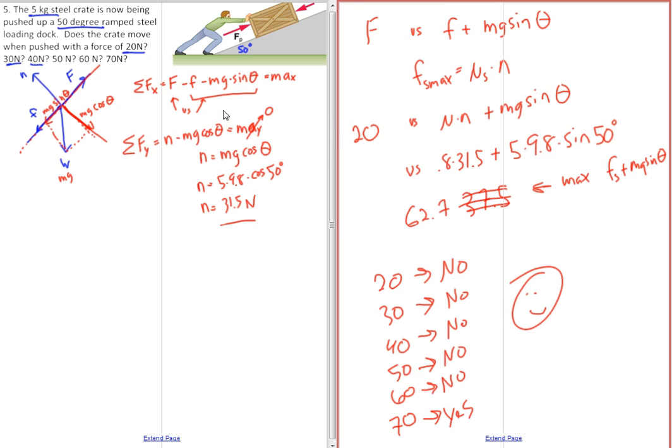It looks kind of complicated, but just drawing those free body diagrams and then just tracing along, you're going to be able to get to a good answer.